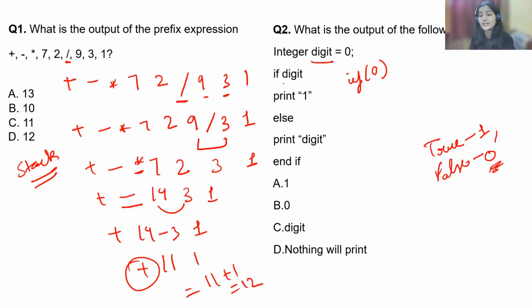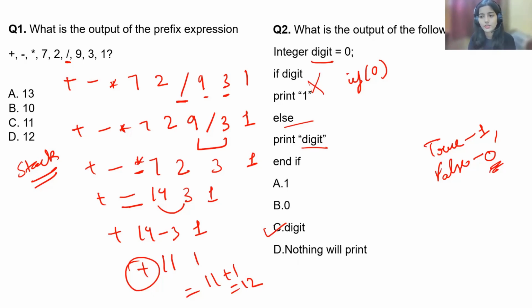So if 0 means the condition is false, that means the if part won't be executed, right? So this is not going to be executed. Then obviously, if we are not executing if, then else will be executed. So in the else part, what we are doing is just simply printing digit, right? So what will happen? You can see we are having 4 options here. 1 will be printed, 0, digit, nothing will print. So what will be the output? Digit. Digit will be printed because the else block has been executed. Hope that is clear to you.